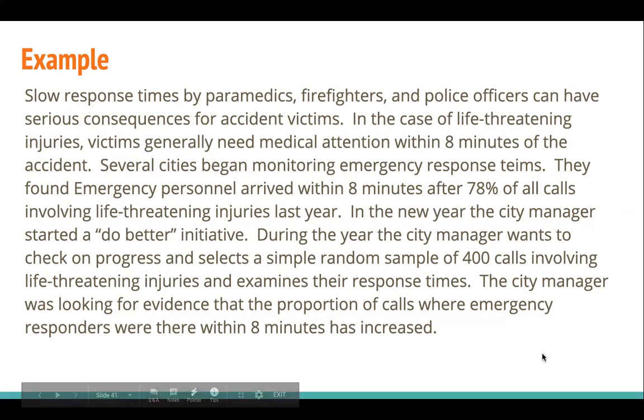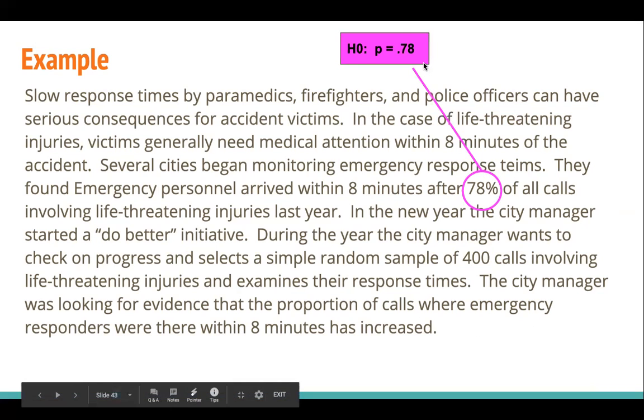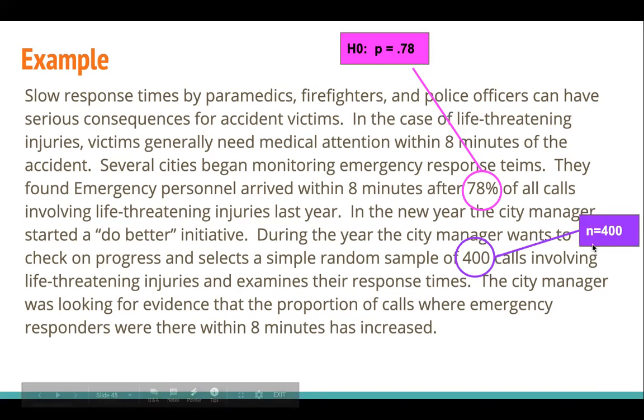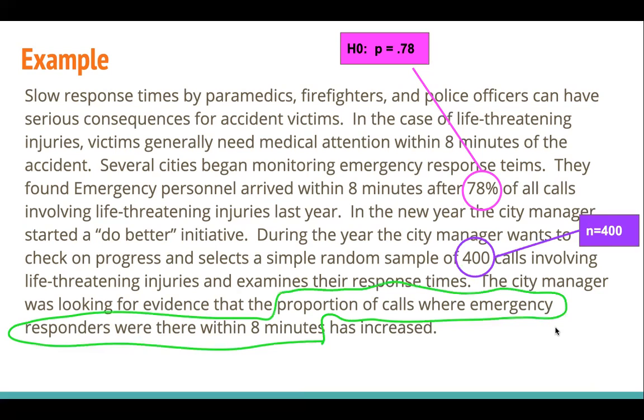During the year, the city manager wants to check the progress and selects a simple random sample of 400 calls involving life-threatening injuries and examines their response times. The city manager was looking for evidence that the proportion of calls where emergency responders were there within 8 minutes has increased. Okay, so let's break down the prompt. I see the 78%. This is my null hypothesis, my H0. 400, this is my n. I've got n equals 400.